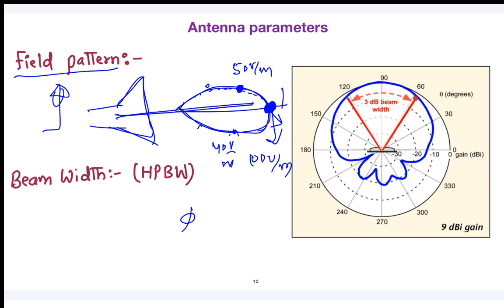After finding this point, you can see here, this is a point where I will have 1 by root 2 volts, and this is a point where I have 1 by root 2 volts. Now, the 3 dB beamwidth basically represents this: you draw a line to the origin, and you know at what value of theta it is. So the difference of theta value between these two is said to be the 3 dB beamwidth.